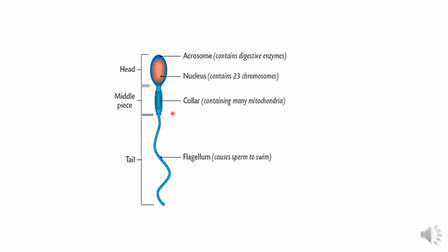The middle piece is also known as the collar. It contains mitochondria in a long coiled elongated tube. It will help in the production of energy that will help the sperm to move inside the egg or ovum. Likewise, the last part of the sperm is known as the tail, or flagellum, which helps the sperm to swim inside the egg cell, or let's say to swim inside the body of the female.